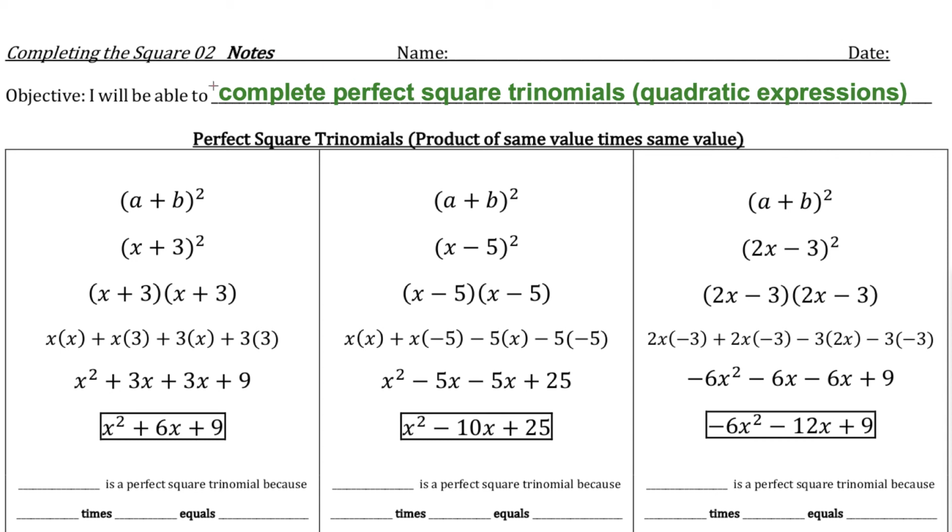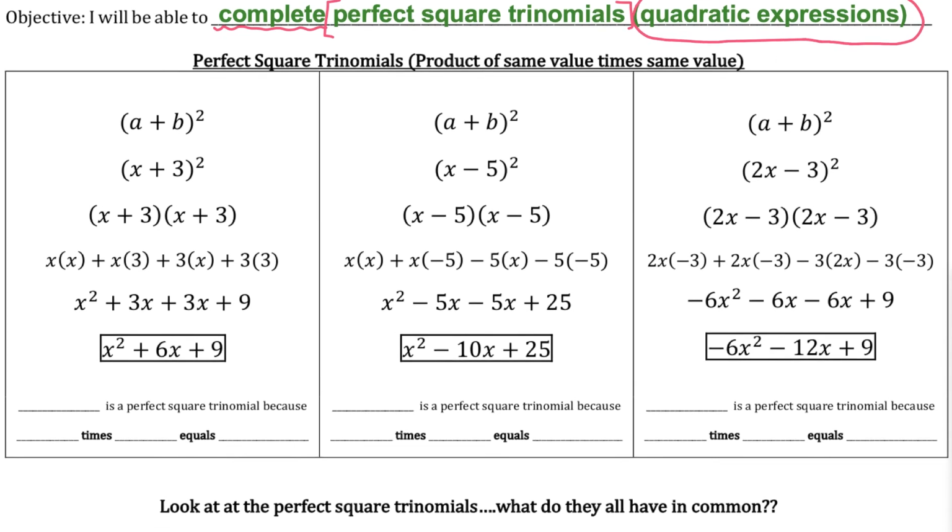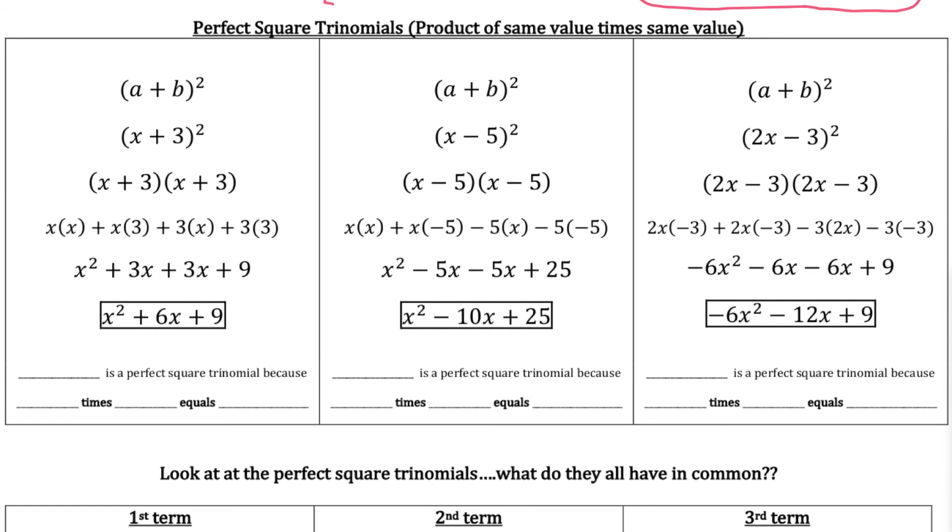All right, so in this lesson, we will complete perfect squares, perfect square trinomials in the form of quadratic expressions. So we'll circle that in the form of quadratic expressions. Cool. So this is going to be just like what we did before, but this time we'll be given a quadratic expression. So for instance, we have x plus 3 squared, which means x plus 3 times x plus 3.